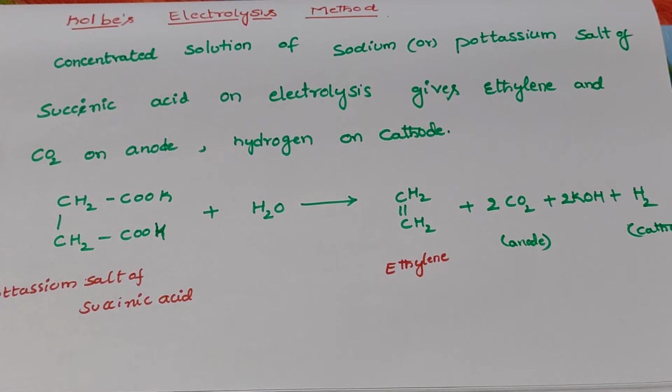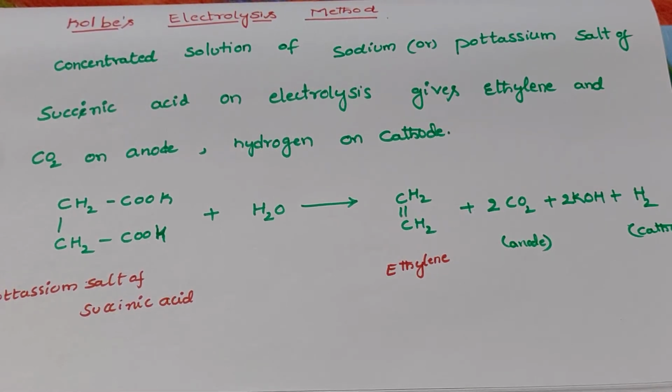In this video lesson, I am going to teach you about an important named reaction to prepare alkenes, that is Kolbe's electrolysis method. This reaction is very important to prepare alkenes, that is ethylene.